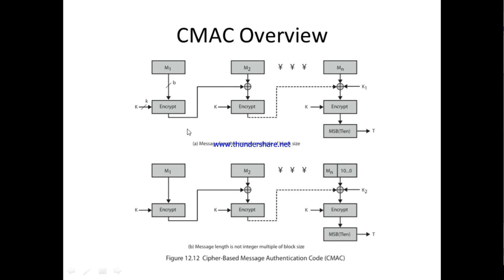The blocks we encrypt individually, and the cipher block generated is given as input to the next block. And at the end, the last part, we encrypt. Before encryption, we XOR the previous cipher block with the message block and key 1. So this is the additional key 1. Clear? We use the additional key 1 and encrypt the message, and we generate the MAC code.